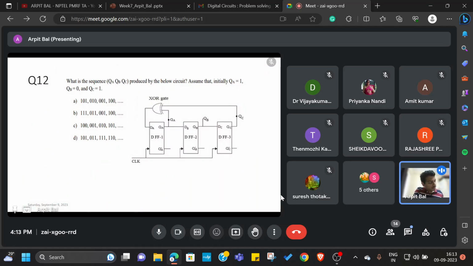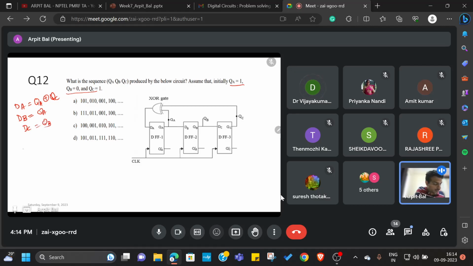Here we are given the initial state in this manner. We have to figure out what is the sequence produced by the following circuit. Let's start with the equations. What is dA? QA XOR QC. Correct. dB? DB is QA. Correct. DC? Again QB.